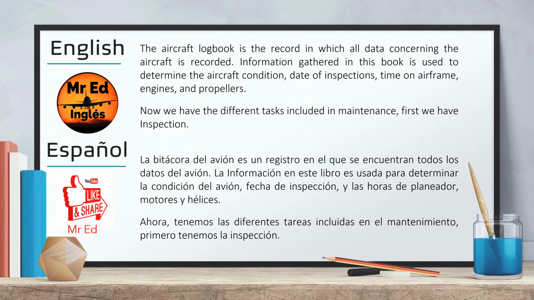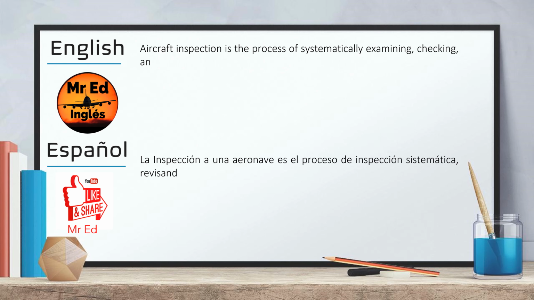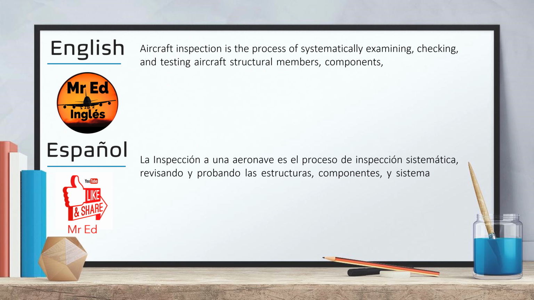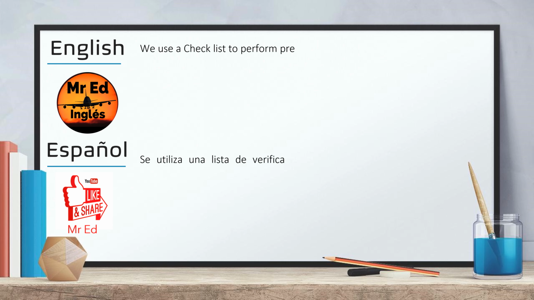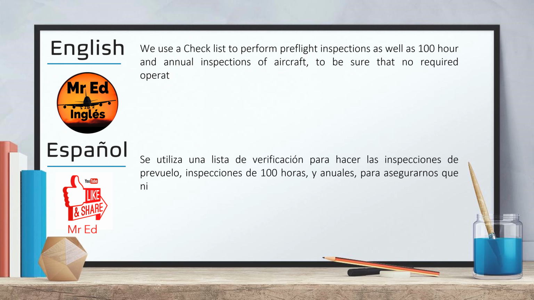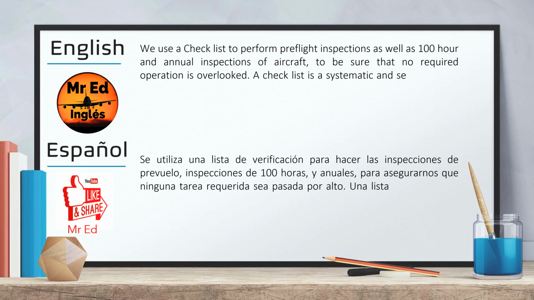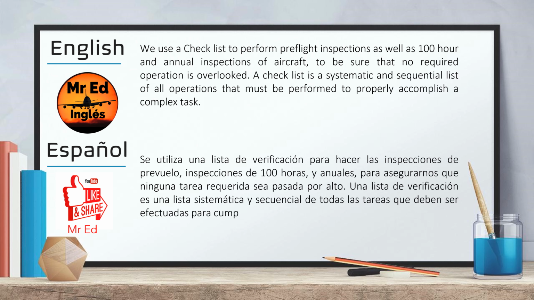First, we have inspection. Aircraft inspection is the process of systematically examining, checking, and testing aircraft structural members, components, and systems to detect actual or potential unserviceable conditions. We use a checklist to perform pre-flight inspections as well as 100-hour and annual inspections of aircraft to be sure that no required operation is overlooked. A checklist is a systematic and sequential list of all operations that must be performed to properly accomplish a complex task.